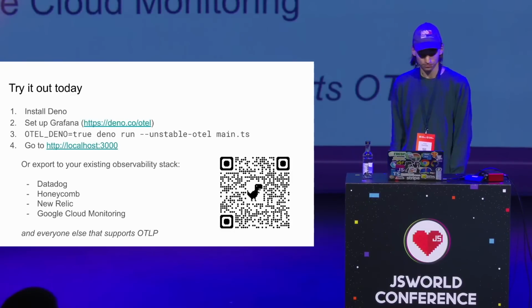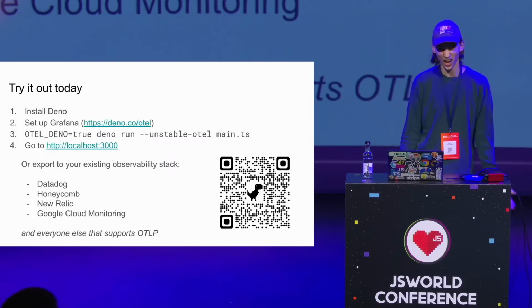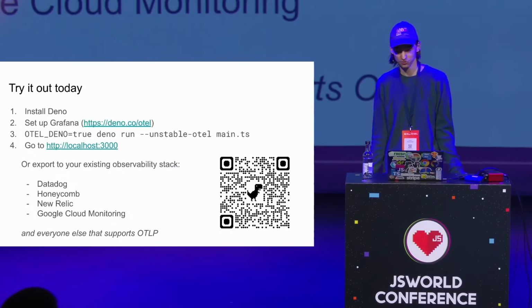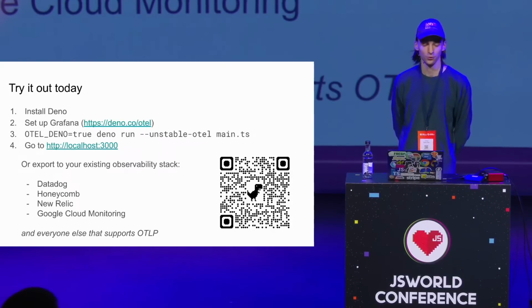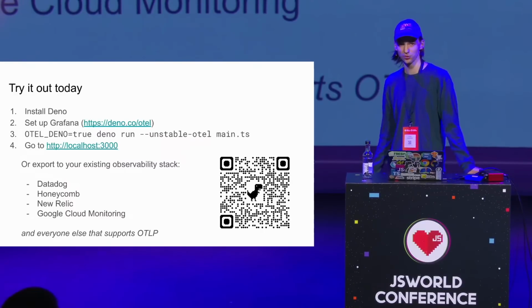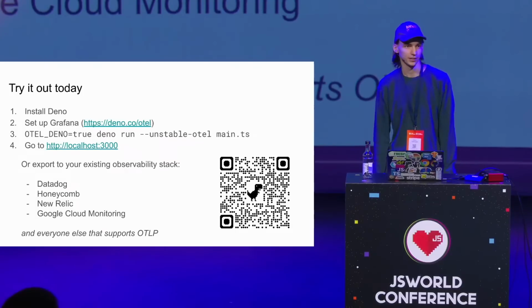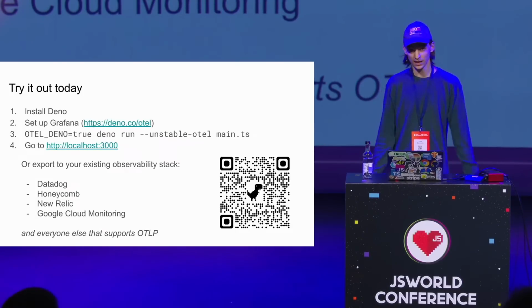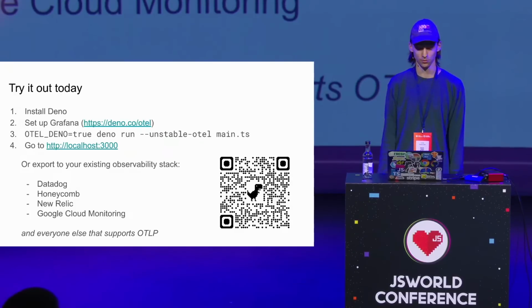So if you want to try it out, this is a slide you want to take a picture of. Install Deno. I suggest you just start by setting up Grafana locally. It's really easy. There's instructions in our docs. And then you run deno run on your entry point, go to Grafana, and you'll have logs. But if you're already using an existing observability stack like Datadog or Honeycomb, New Relic, Google Cloud Monitoring, AWS, anybody that supports Sentry, anybody that supports OTLP, you can ingest metrics, spans, and traces from Deno into it.